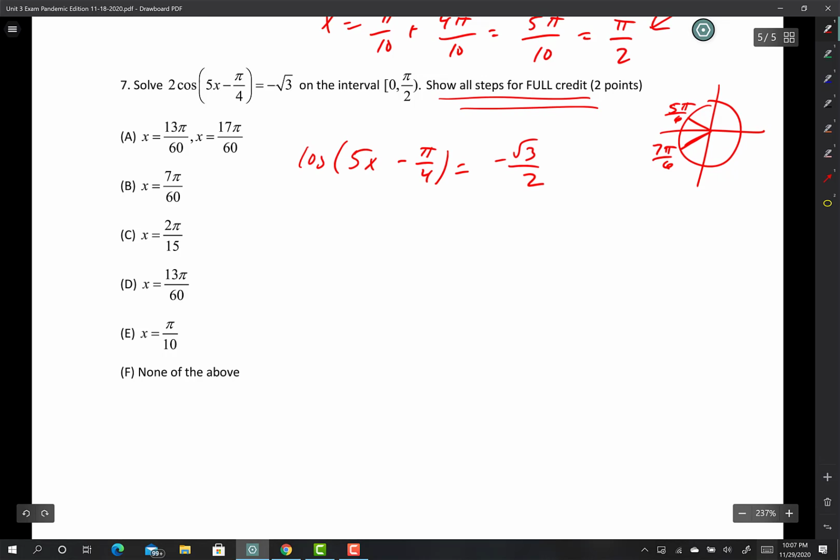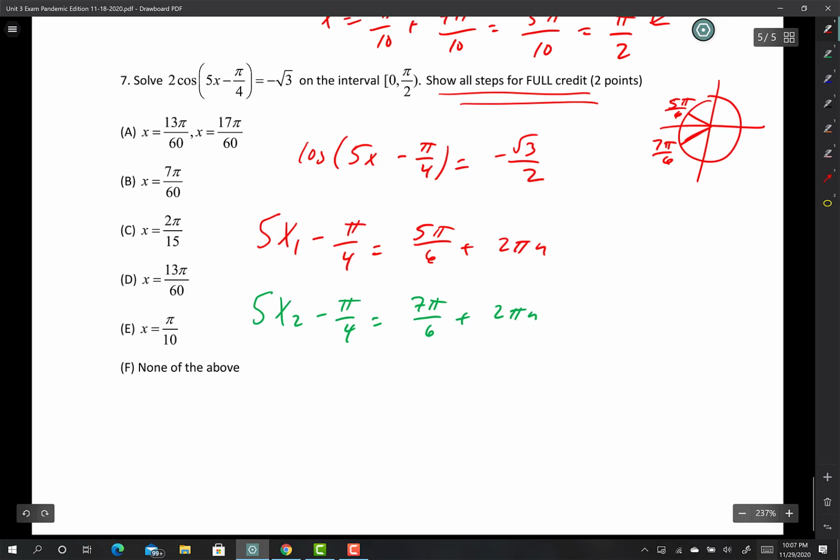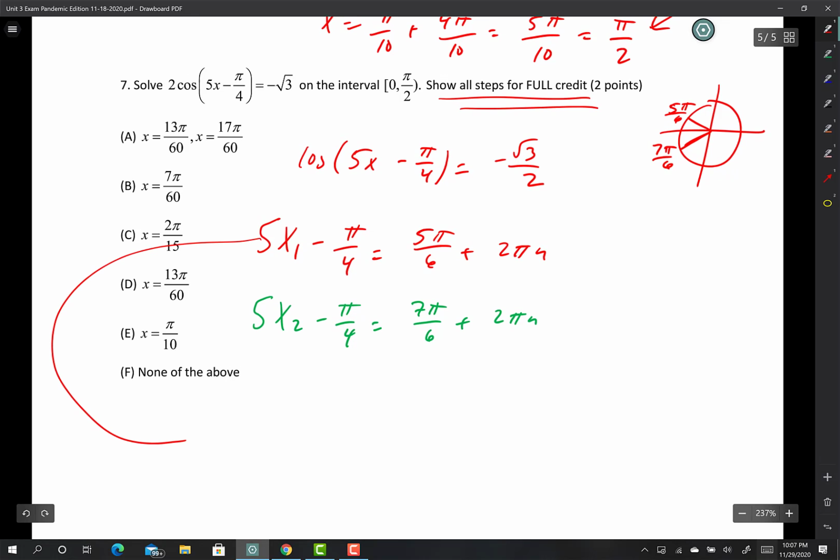So from there, I'm going to write the first equation. So I'm going to do inverse cosine. So I'm going to write 5x1 minus pi over 4 equals 5 pi over 6 plus 2 pi n. And I'm going to do it in green, the second one. 5x2 minus pi over 4 equals 7 pi over 6 plus 2 pi n. Alright, I'm going to go back to the red one, guys. So I'm doing this one here. So now I'm going to move the pi over 4 to the other side. So 5x1 equals pi over 4 plus 5 pi over 6 plus 2 pi n.